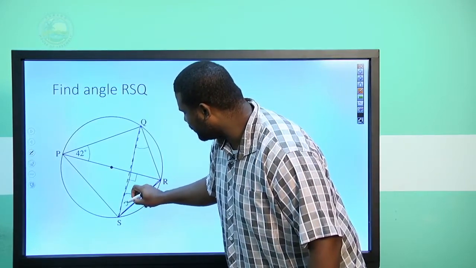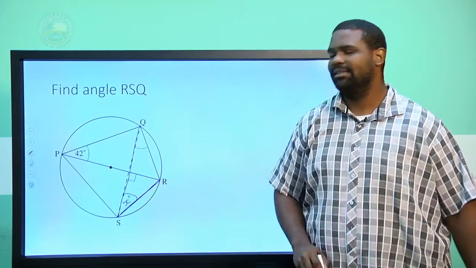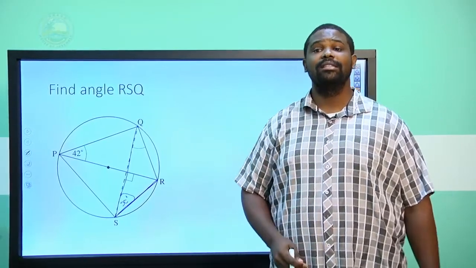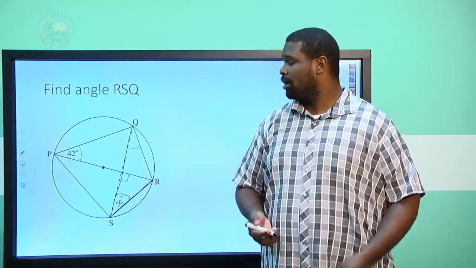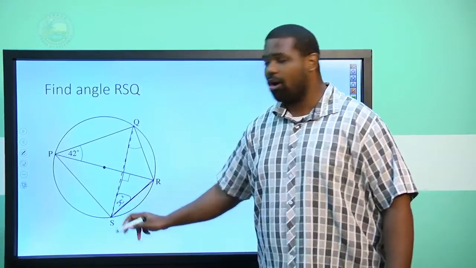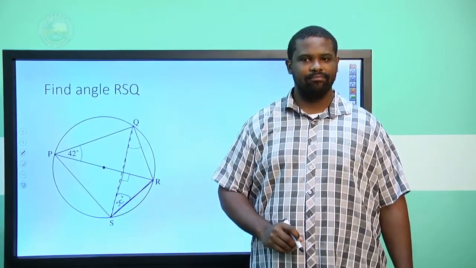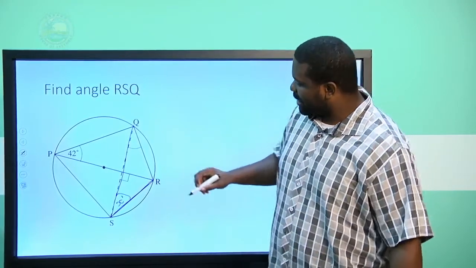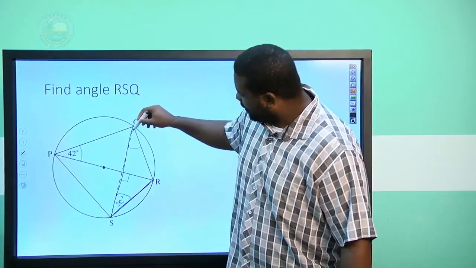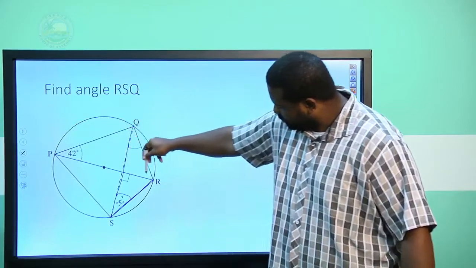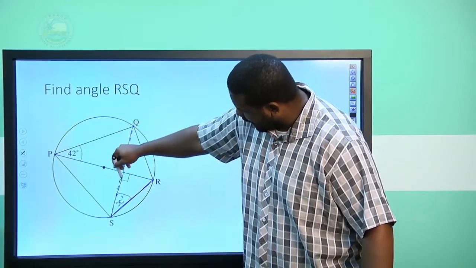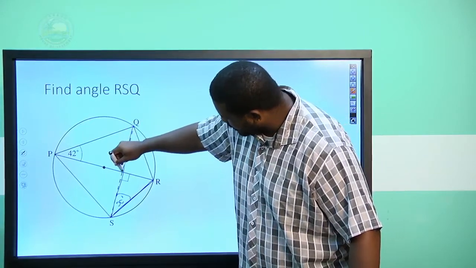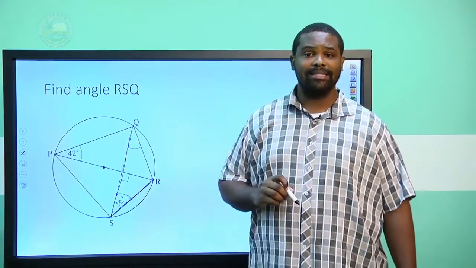So let's just give this angle a letter and we'll call it X. Now let's see if we can apply these rules to solve this question. So here, SQ is our chord. Yes? Great. So it means then that this line, PR, being a diameter and cutting SQ at 90 degrees means that this point is going to be a perpendicular bisector.